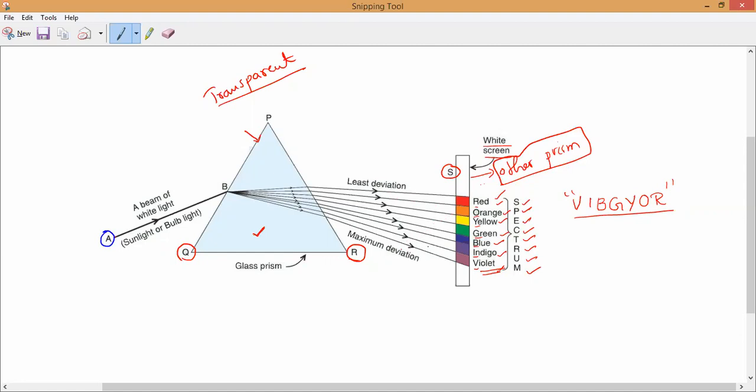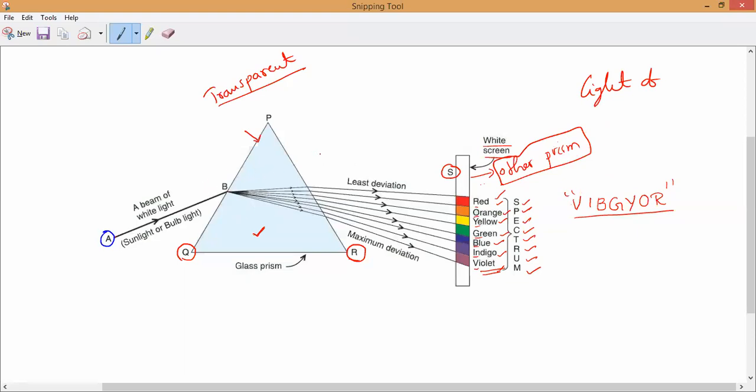Dispersion of light. The formation of a spectrum of seven colors shows that white light is made up of how many colors? White light is made up of seven colors, lights of seven different colors. They are mixed together. That is what we call white light.